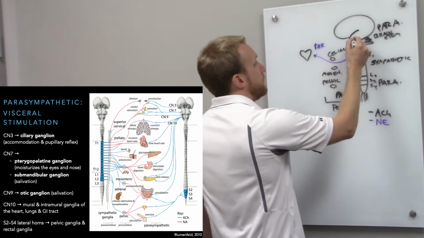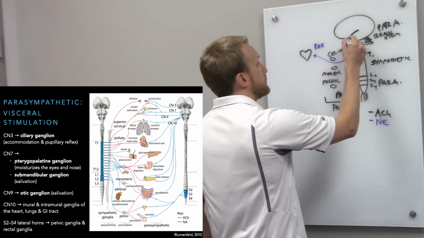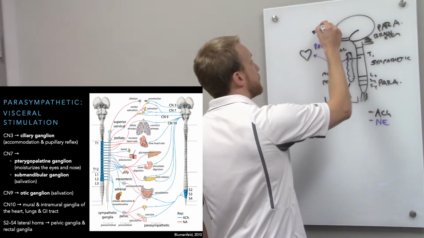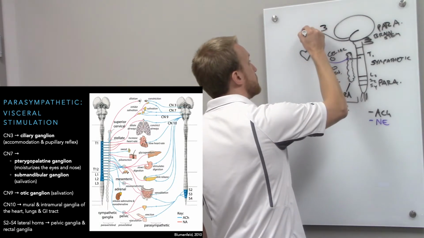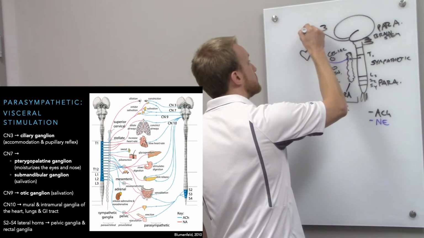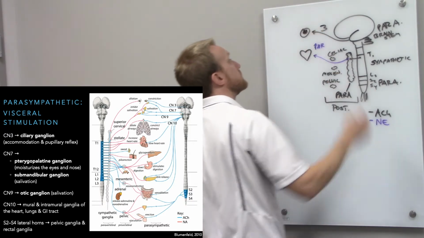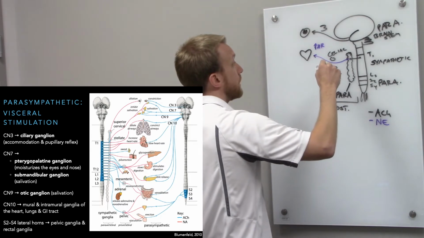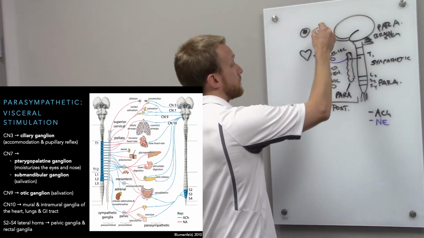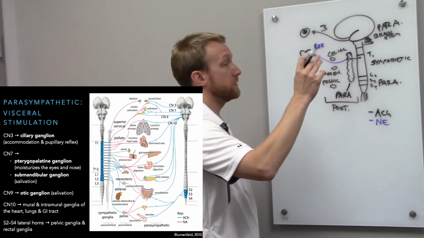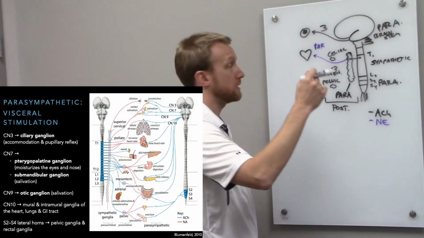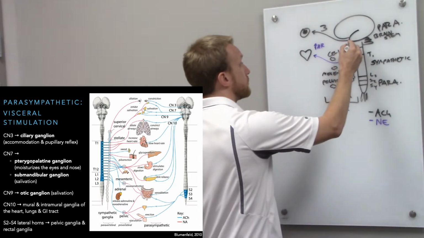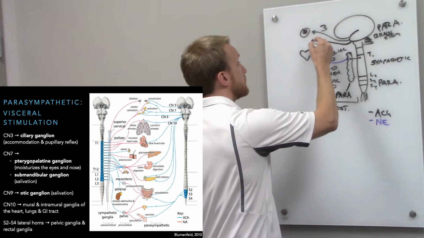From the brain stem, there's a few cranial nerves. So cranial nerve 3, it's the eyes, that's what that is. Cranial nerve 3 controls the size of the pupil, as well as the thickness of the lens. We'll cover this again in another lecture.